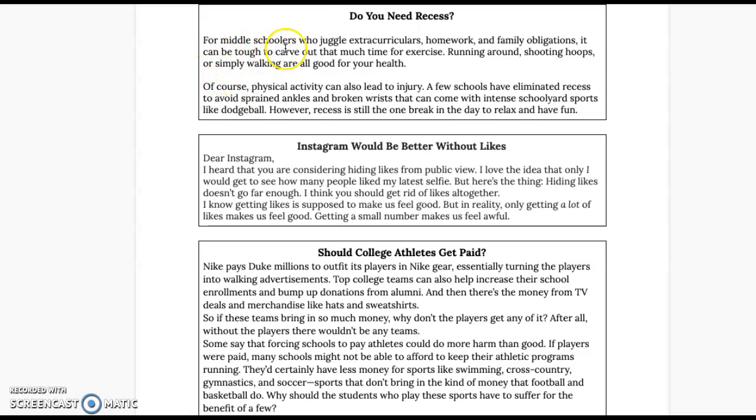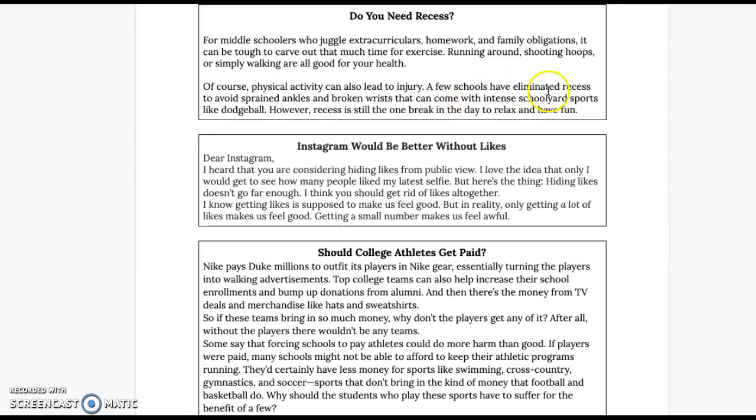So for middle schoolers who juggle extracurriculars, homework, and family obligations, it can be tough to carve out that much time for exercise. Running around, shooting hoops, or simply walking are all good for your health. So this writer is definitely for exercise and physical activity. Okay, of course, physical activity can also lead to injury. Oh, that sounds to me like they're saying the other side, so that would be the counter argument.